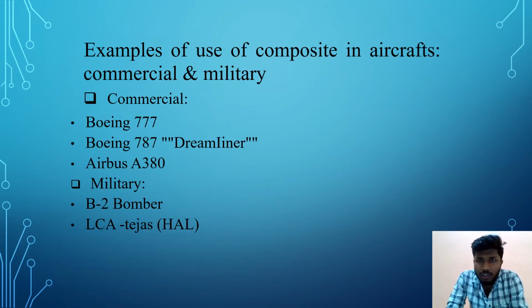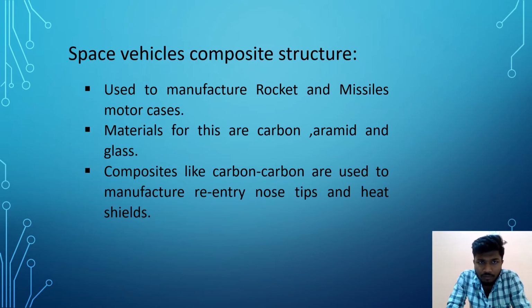Examples of using composites in aircraft are in commercial and military uses. For commercial uses, there are the Boeing 777, the Boeing 787 Dreamliner, and the Airbus A380. We are using composites in these vehicles. For military purposes also, we use composite materials in the B-2 bomber and the HAL Tejas.